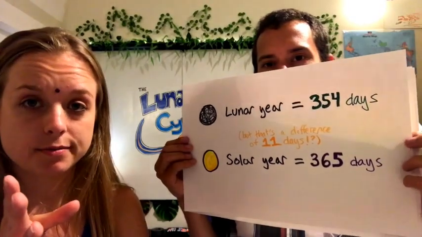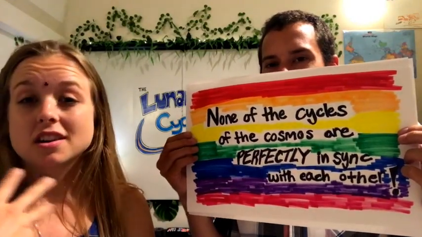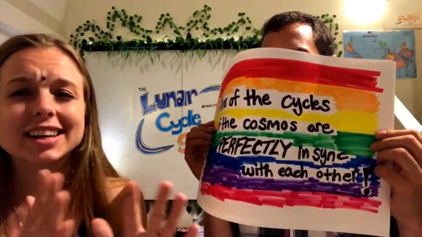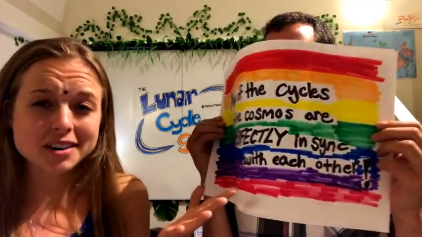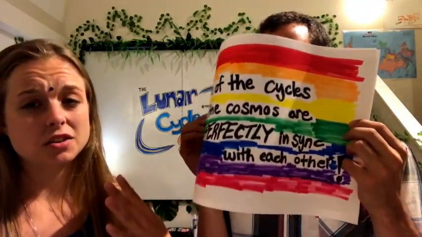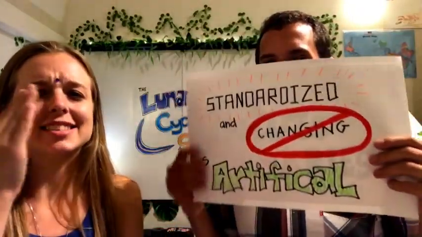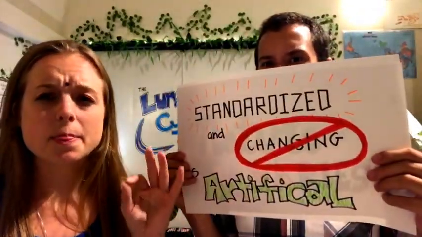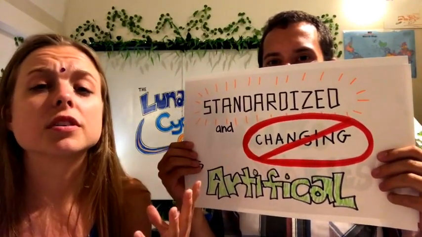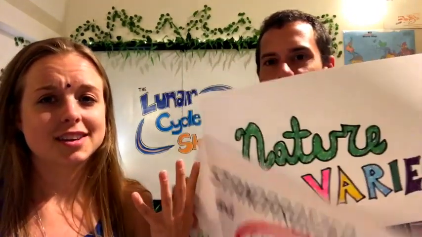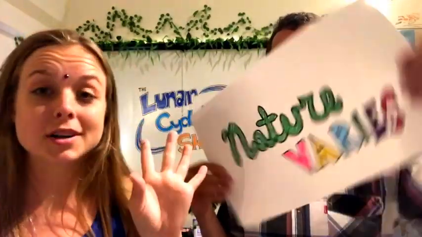But here's the truth, my loves. This is what I got to tell you. The nature of cycles within the cosmos is that they do not perfectly align with one another 100% of the time. It's just not how it works. And so when we have a calendar that says that everything happens exactly the same, that it is standardized, that it is never changing, this is actually artificial. And the truth of the cosmos is that nature varies. It's all over the place. Sometimes it's up and down, sometimes it's right side up.